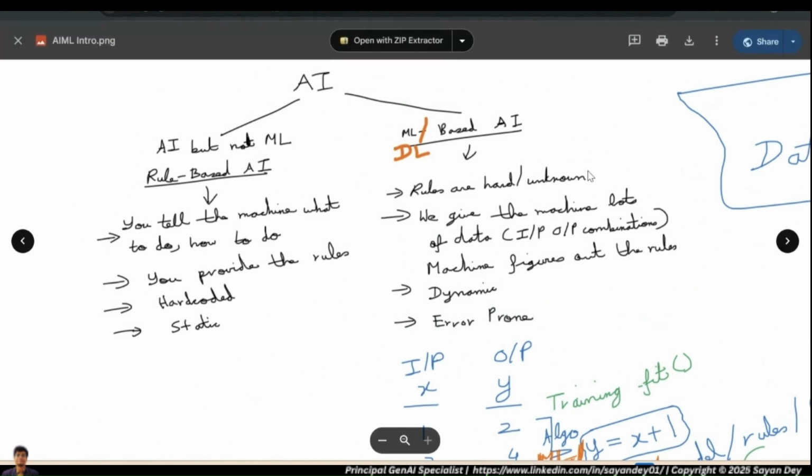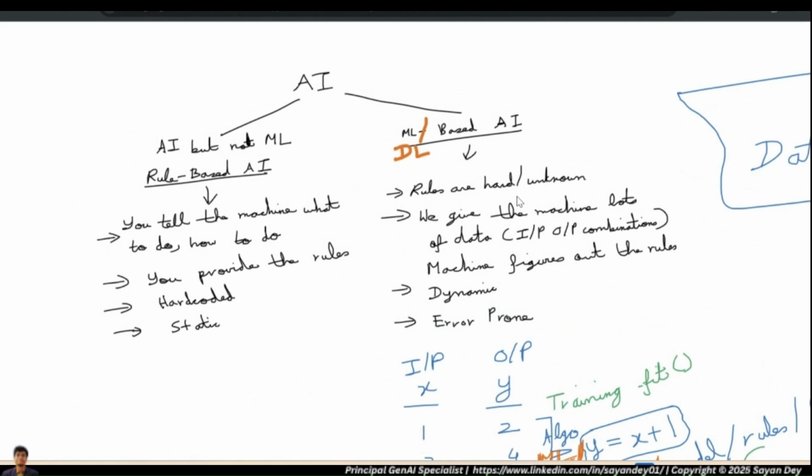So all this was great. Everything was fine. But gradually we realized that rules cannot help us solve everything. There are a lot of complex problems that rules cannot solve. And that was a realization that we had generally.